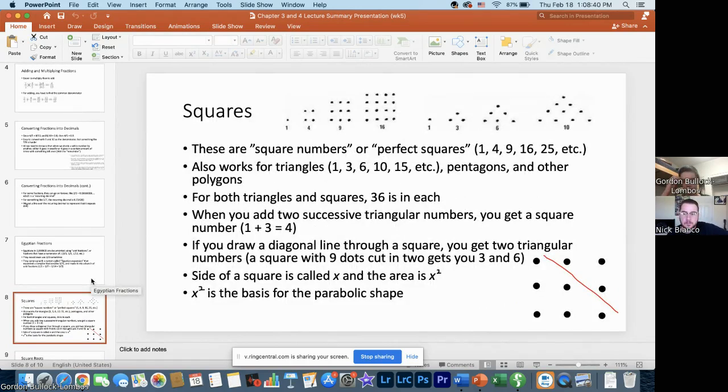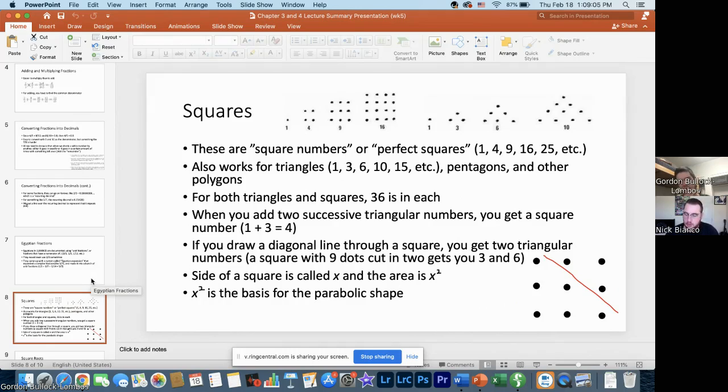But then going into chapter 4, it goes into squares. Square numbers are perfect numbers, like 1, 4, 9, 16. It's basically just multiplying a number by itself. And then you have the same thing for triangles, pentagons, and other polygons.